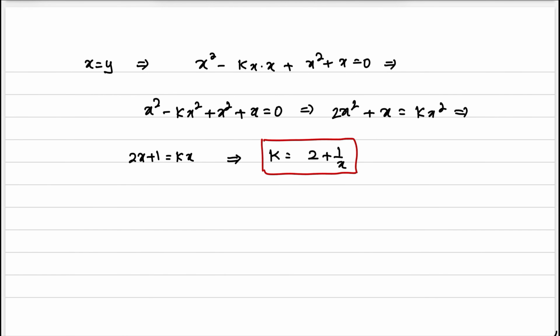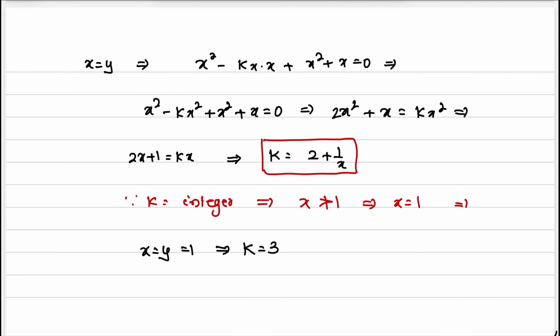Because k is an integer, it implies x cannot be greater than 1. Because x is also an integer, it cannot be greater than 1. That implies x should be 1, which implies x is equal to y is equal to 1. That implies k is equal to 3. This is one answer.